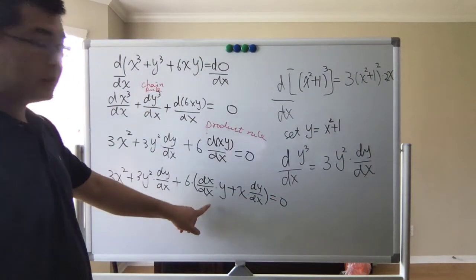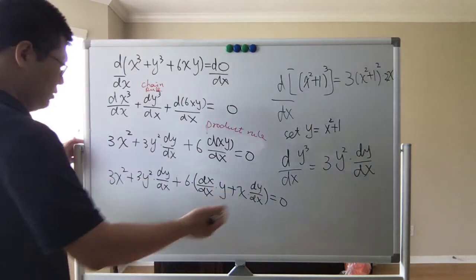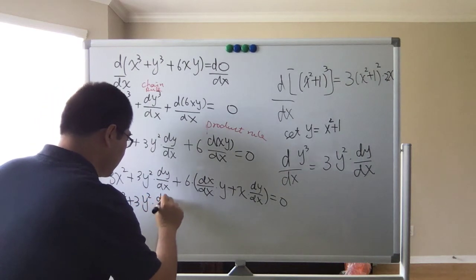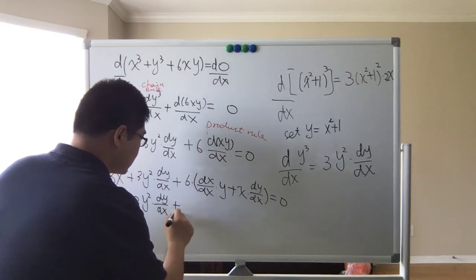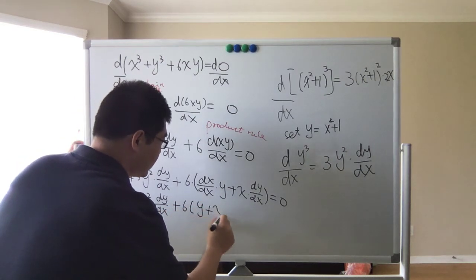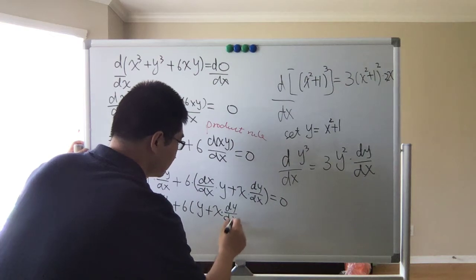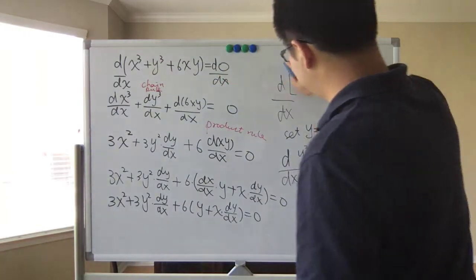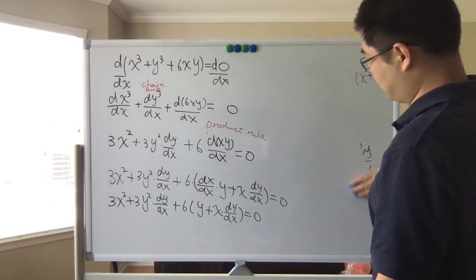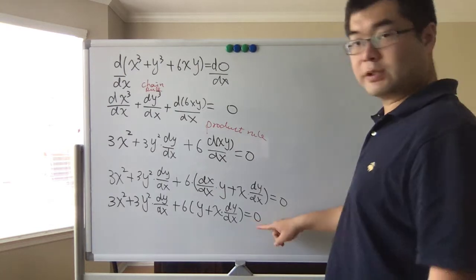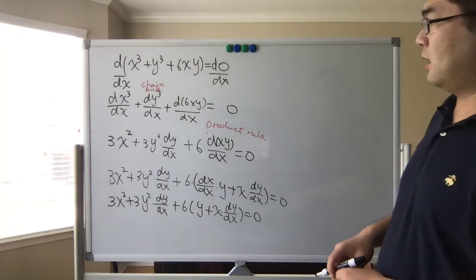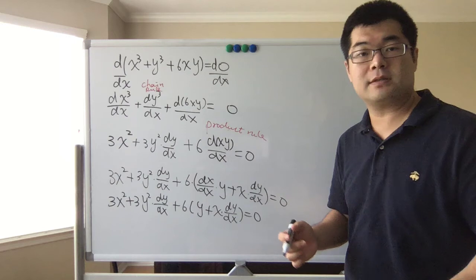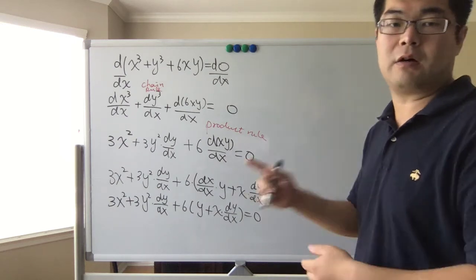Okay. So dx/dx equals 1, right? So copy 3x squared plus 3y squared times dy/dx, plus 6 times (y plus x times dy/dx), and it equals 0. Okay, and let's see, if you got to here, I will say that 90% of the work is done. Why? Because we already completed the differentiation with respect to x on both sides. The last step is to reorganize and solve for dy/dx.